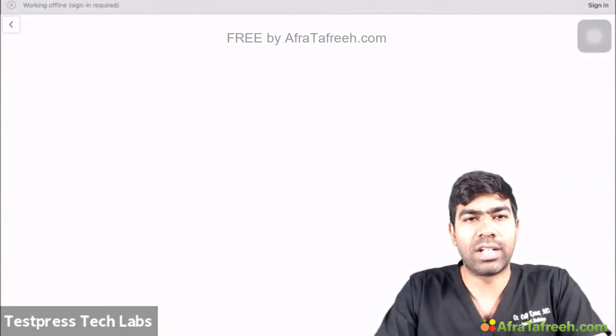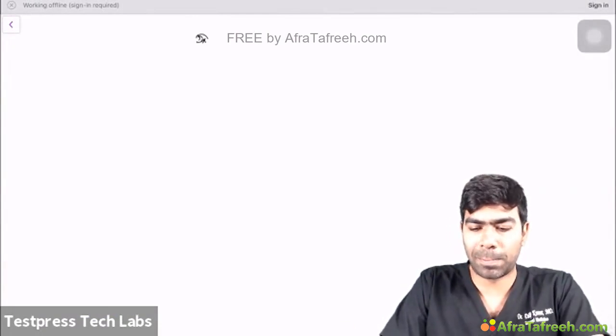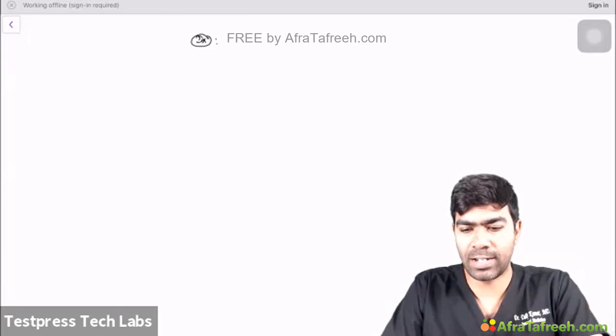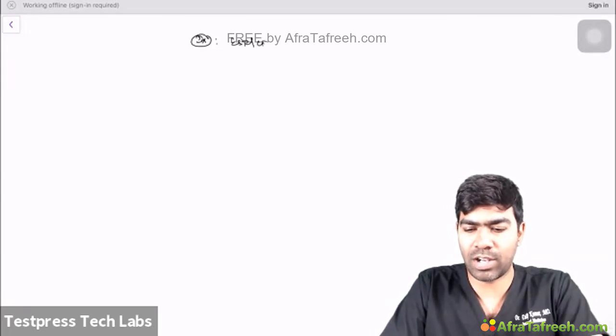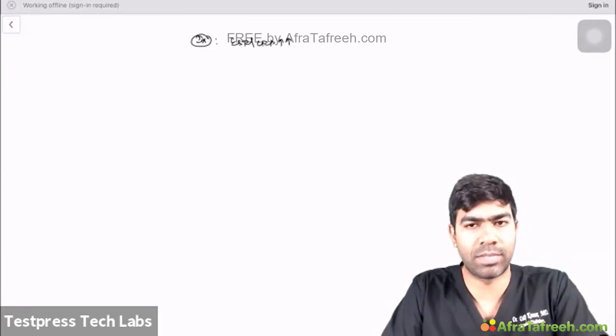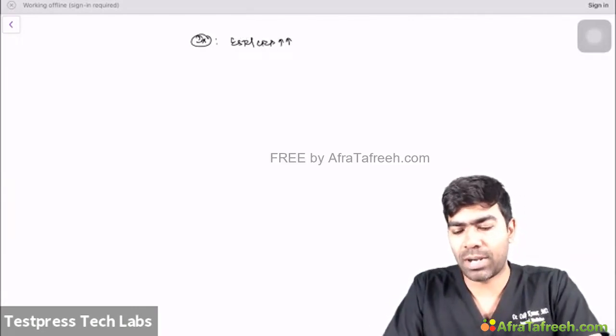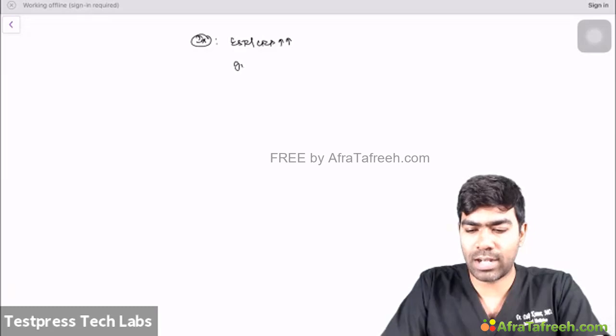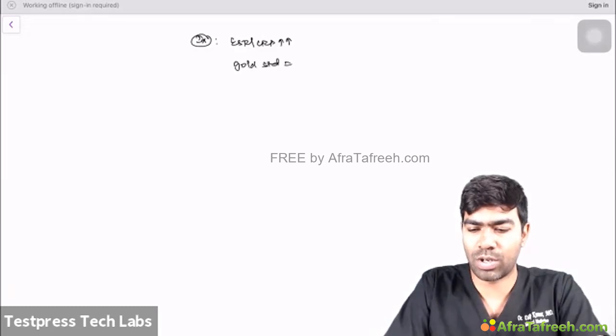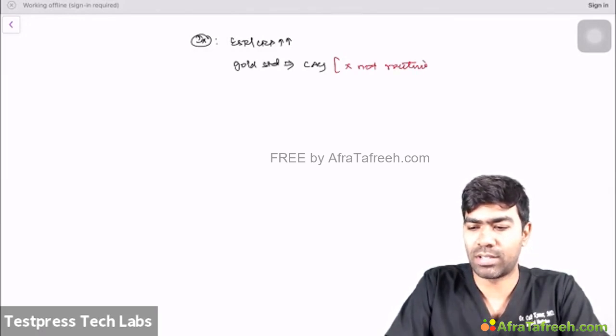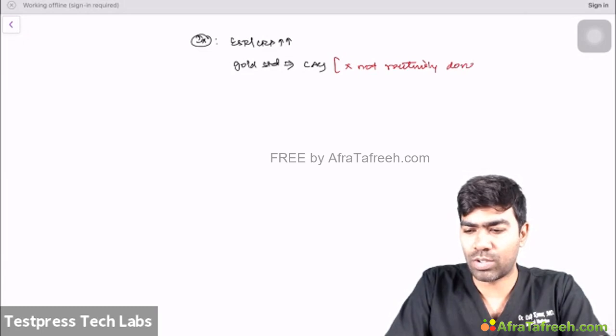As far as the investigations are concerned, there is no real investigation needed. ESR CRP may be elevated like all other vasculitis because of inflammatory reaction in the body. Plus, apart from that, the gold standard, if they ask you, of course, is going to be the coronary angiogram. But coronary angiogram is not routinely done, because for diagnosing Kawasaki arteritis, you don't need a coronary angiogram.